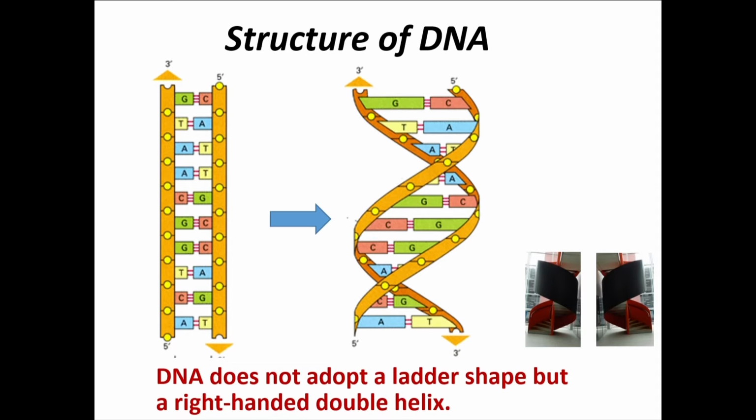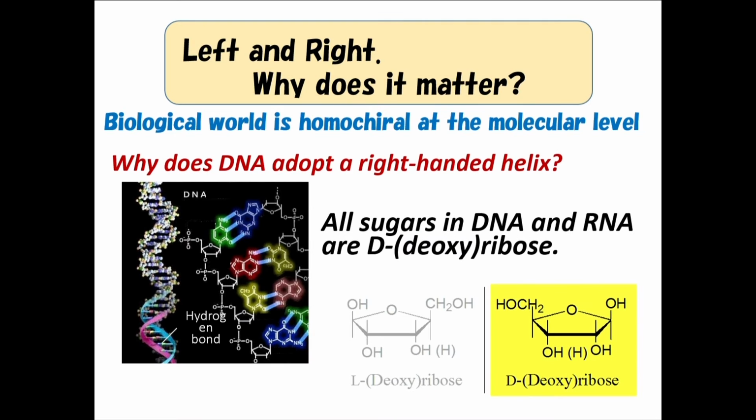You won't see it from here, so I have to show you another picture of DNA. Now, here, in the circle, there is a sugar called ribose. If it's DNA, it's deoxyribose. And if it's RNA, it's called ribose. And as I told you, there's D and L, which mean right and left in Greek. They are mirror images of each other, but all organisms on the earth use D-deoxyribose. That's the reason it has to twist in the right-handed direction.